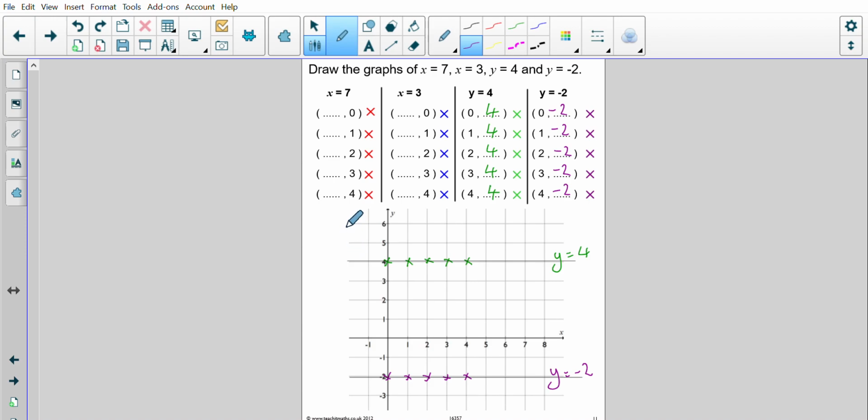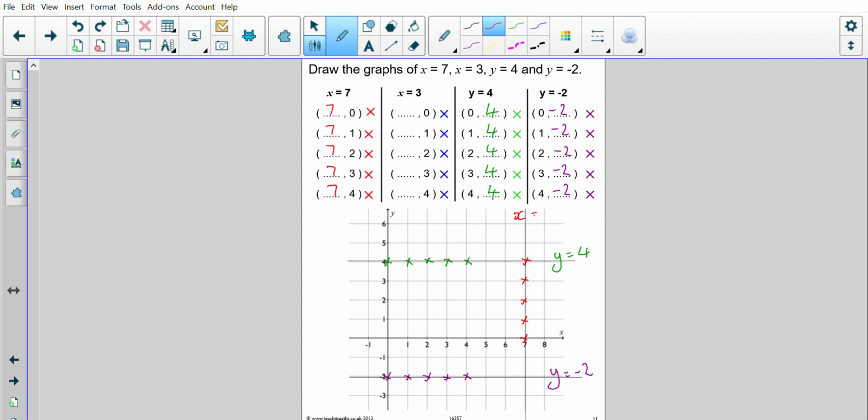Right, let's see what happens when we do these x equals lines. Let's start with x equals 7. This is telling me the y coordinate can change and it can be anything I like, but this time the x coordinate has got to be the same and it's got to equal 7. So if we plot these points, I've got 7, 0; 7, 1; 7, 2; 7, 3; and 7, 4. When I draw that line, it must stretch all the way across the grid, extending beyond the first and the last point, and that's the line.